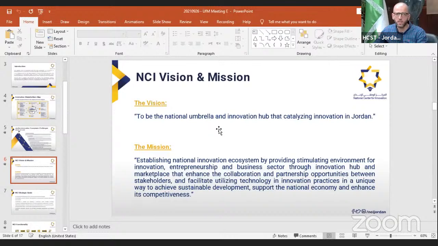Yes. Okay. The vision and the mission for the NCI is to be the national umbrella and innovation hub to catalyze all the innovation activities in Jordan. And the mission is to establish a national innovation ecosystem by providing a stimulating environment for innovation, entrepreneurship, and the business sector through an innovation hub. Said, next, please.